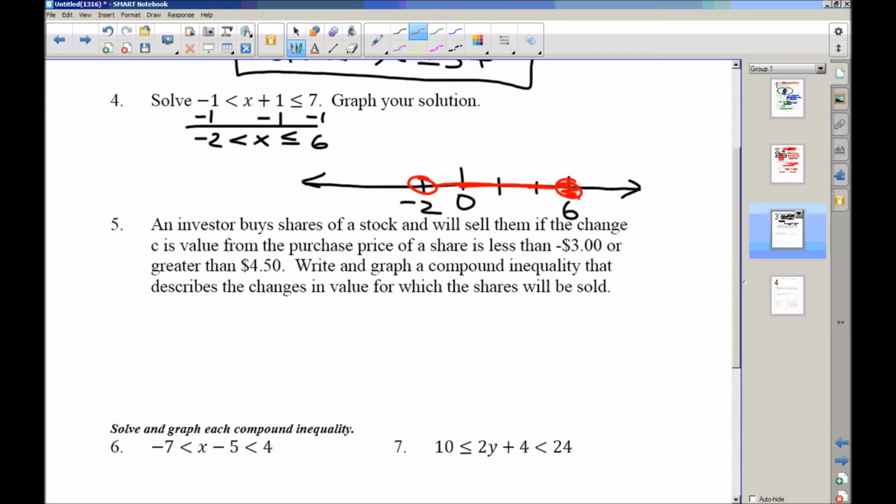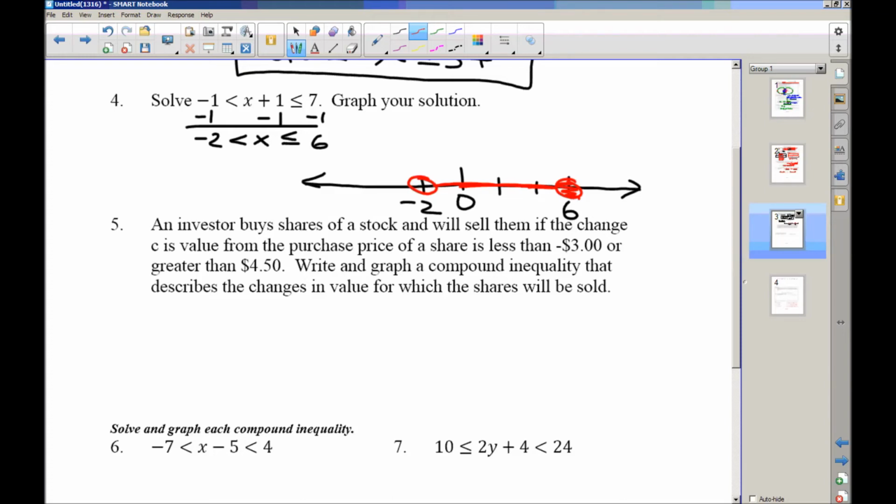Okay. Number 5, an investor buys a share of stock and will sell them if the change C, the value from the purchase price of share, is less than -3 or greater than 4.50. So what they do is they buy a stock and they set an automatic trigger on the computer that says, hey, if the stock goes down $3, I want to sell it. I'm giving up on it. Or if the stock gets up $4.50, go ahead and sell it. I want to take some profit.